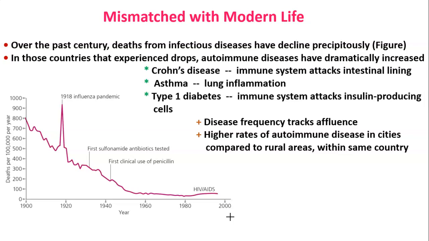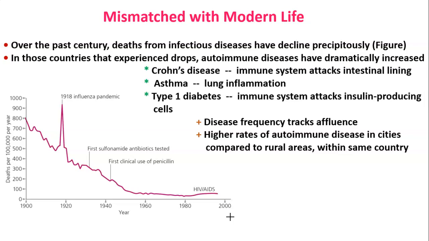Over the past century, deaths from infectious diseases have declined precipitously. You can take a look at the figure on the bottom left of the slide. It's remarkable. Deaths per 100,000 per year have gone way, way down. And in those countries that have experienced these kinds of drops in infectious diseases, we also see that autoimmune diseases have dramatically increased simultaneously, or concomitantly.